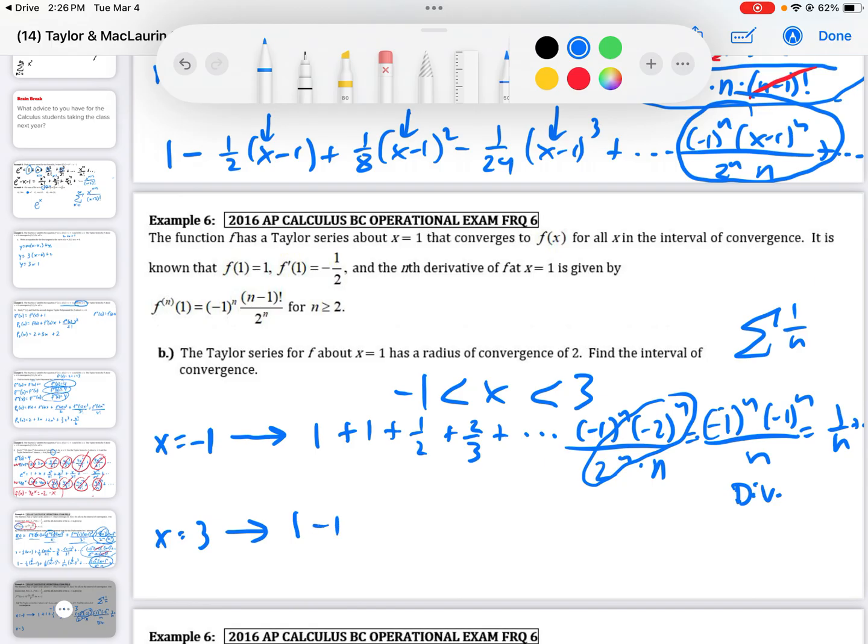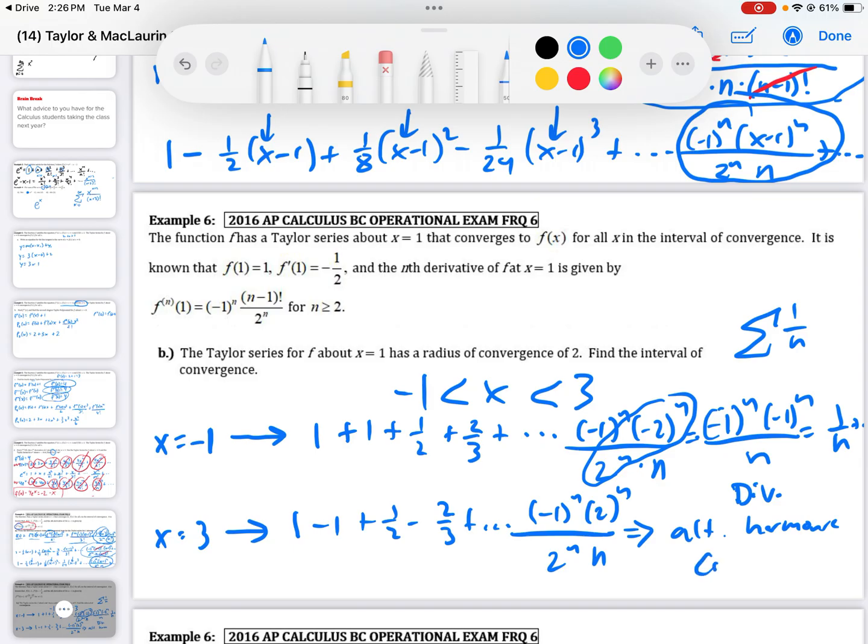All right, so when x is equal to 3, I'm going to plug in 3 up here for all the x's, and I get 1 minus 1 plus a half minus 2/3, and it looks exactly the same, but it alternates. So if I plug in 3, I get negative 1 to the n times 2 to the n over 2 to the n times n, which is the alternating harmonic series, which we know converges. So my interval of convergence, I don't include negative 1, but I include 3.